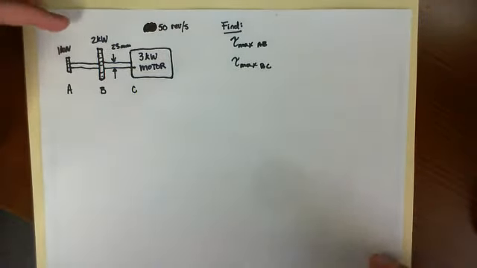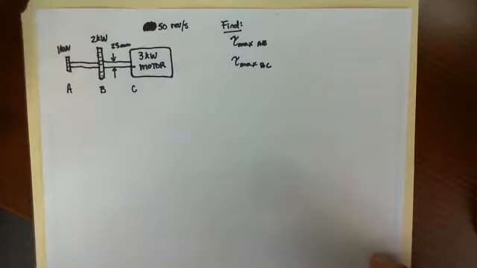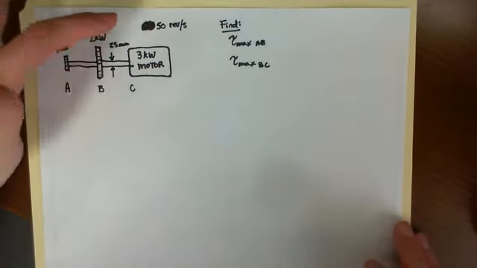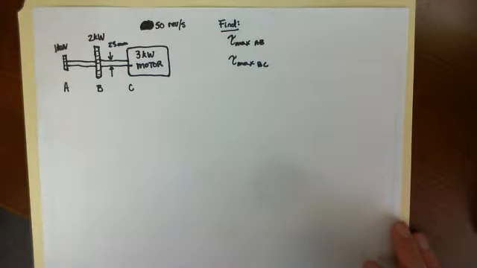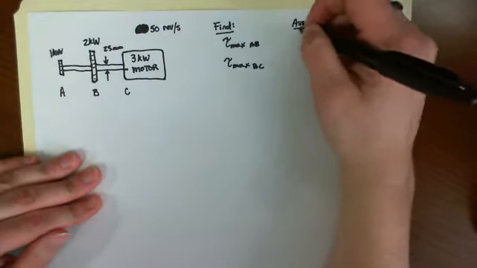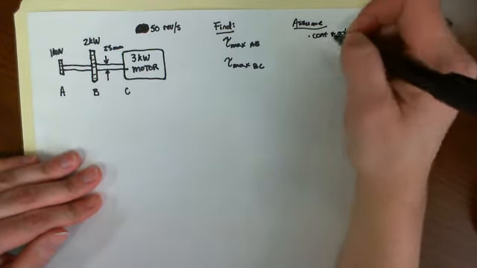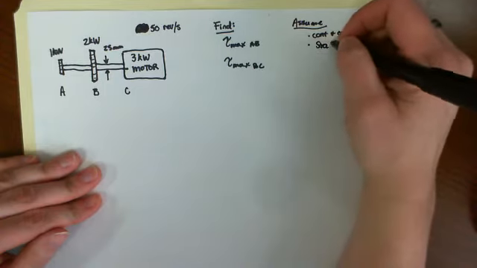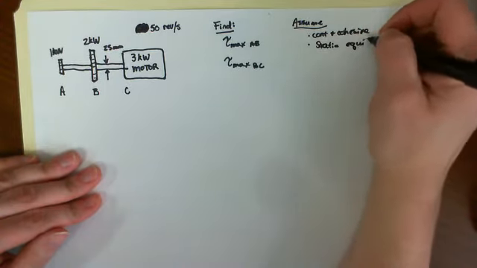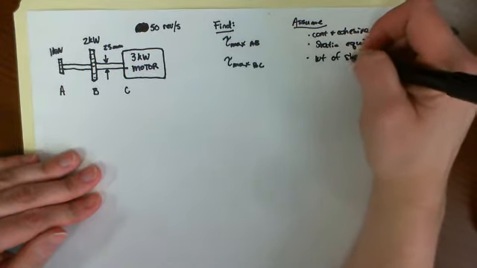At gear B, 2 kilowatts is removed, and at gear C, the last 1 kilowatt is removed. The shaft's diameter is 25 millimeters, and we need to find the maximum shear stress in AB and the maximum shear stress between B and C. We need to assume the material is continuous and cohesive. It's in static equilibrium, and the weight of the shaft is negligible.